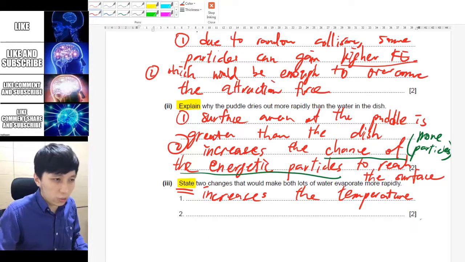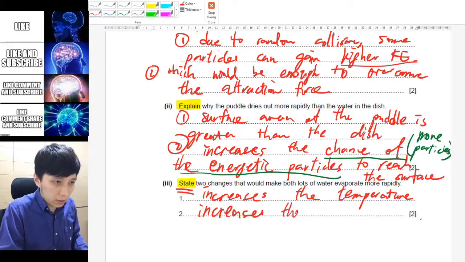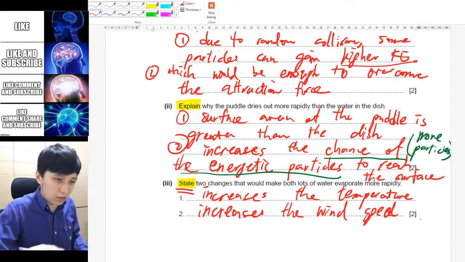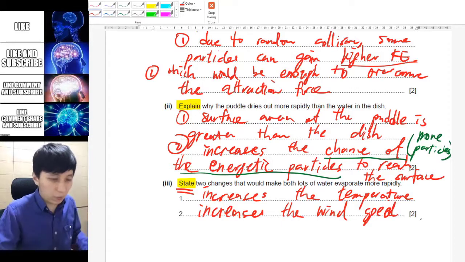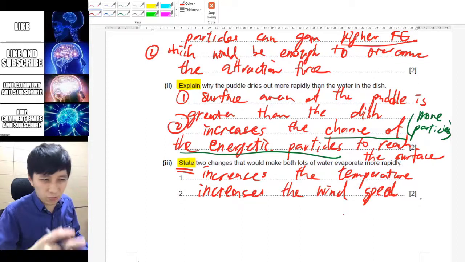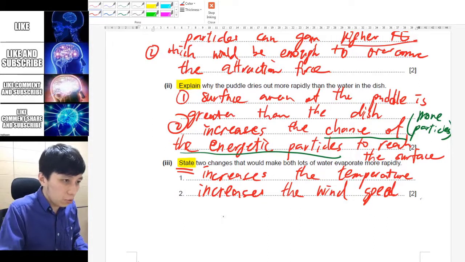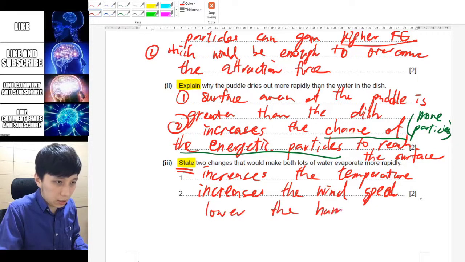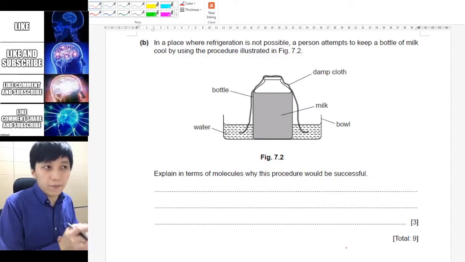And then here you can also think of increasing the wind speed. Remember the word speed, right? Not just increase wind, because wind is not countable, so you can't say increase in quantity. You could also say lower or decrease the humidity.